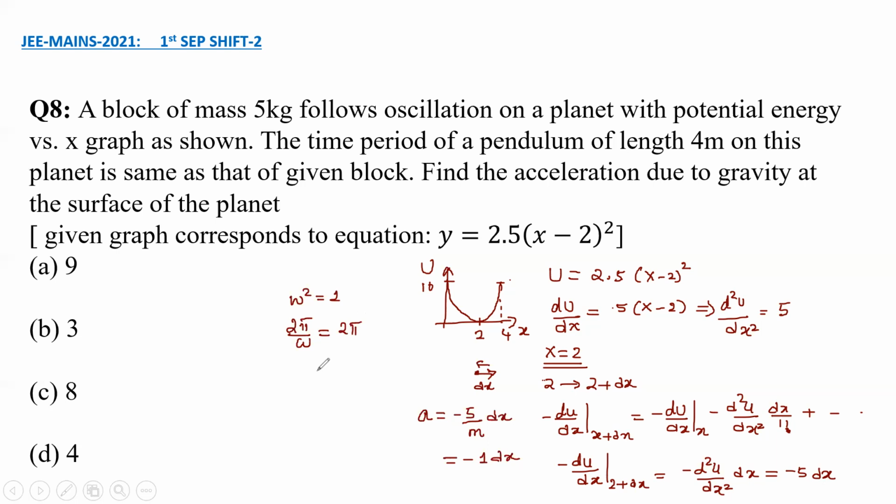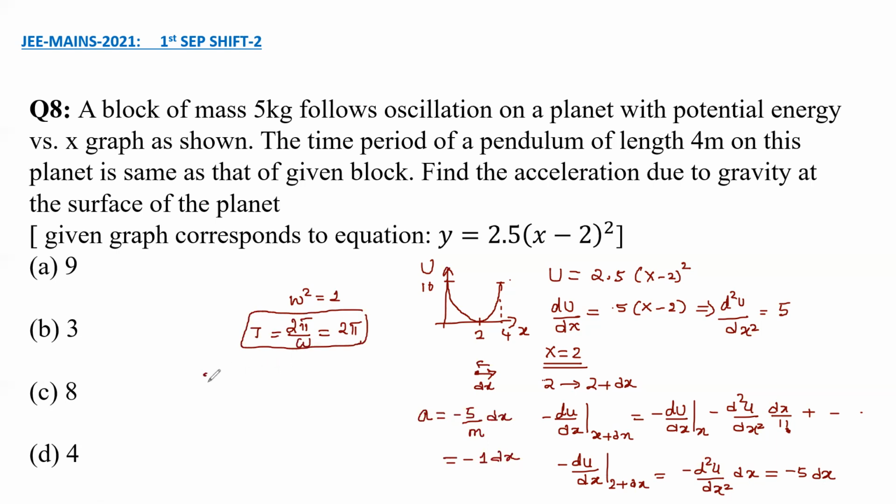Okay. Because omega is also 1. Now, the given information is that the time period of a pendulum of length 4 meters on this planet is the same as that of the time period of our block. So the time period of the block performing SHM is 2 pi.